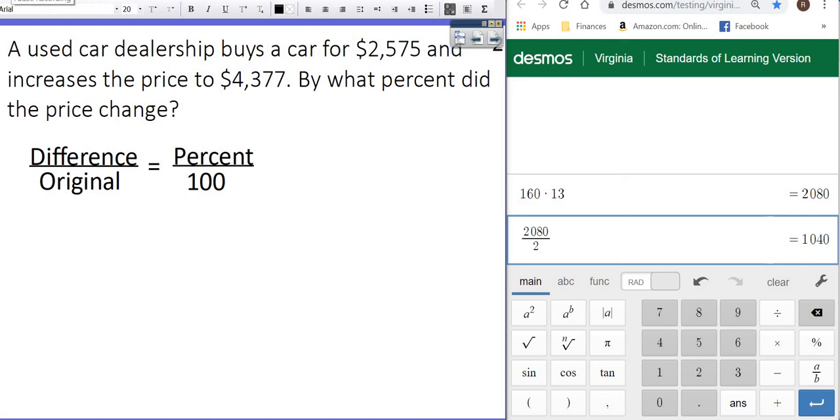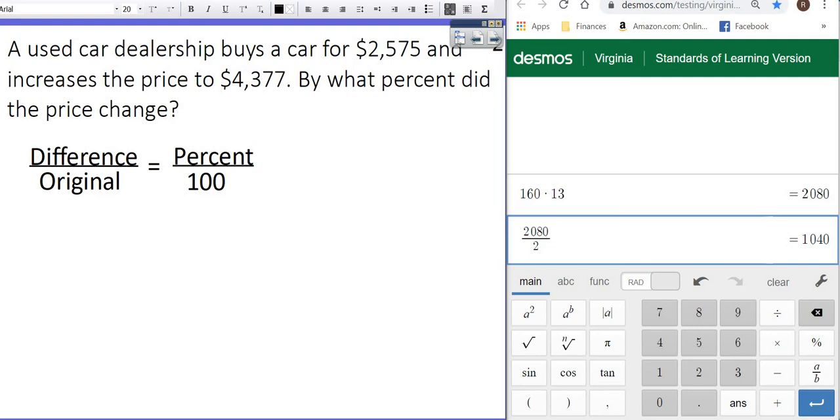All right, so now we're getting to the crazy ones where they're talking about percent increases or percent decreases. So we're going to have to be a little bit more careful here, okay? This one says a used car dealership buys a car for $2,575 and increases the price to $4,377. By what percent did the price change?